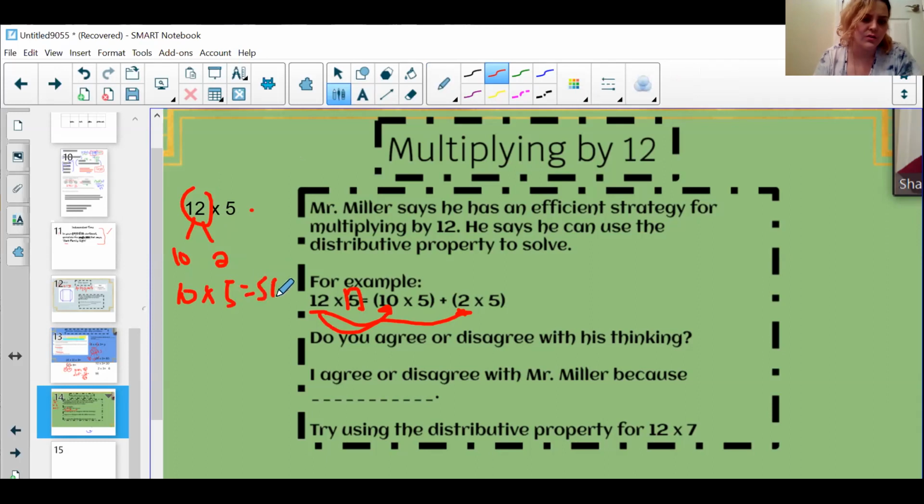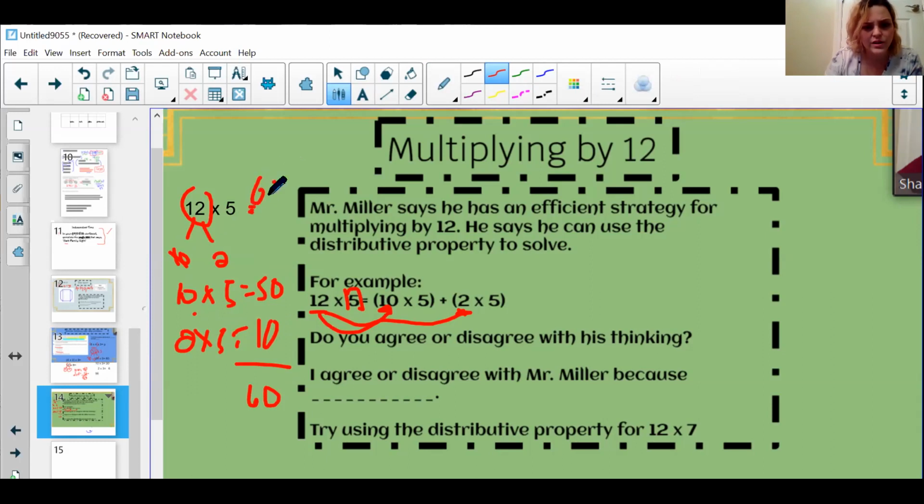And then 2 times 5. I'm going to cross that out so I don't get confused. 2 times 5 equals 10. That gives us 60. So we know this side of the equation, 12 times 5, is 60.